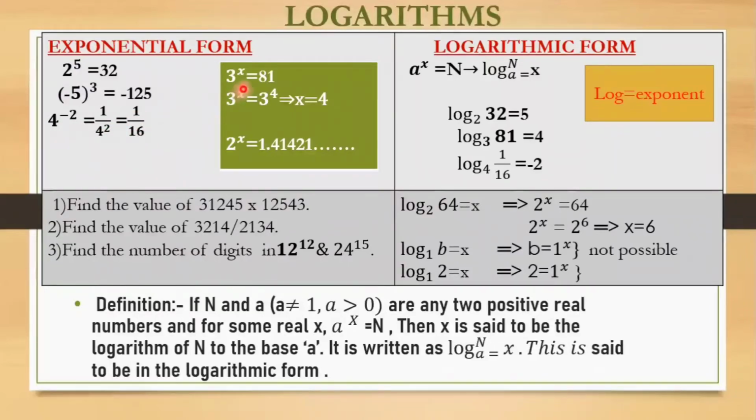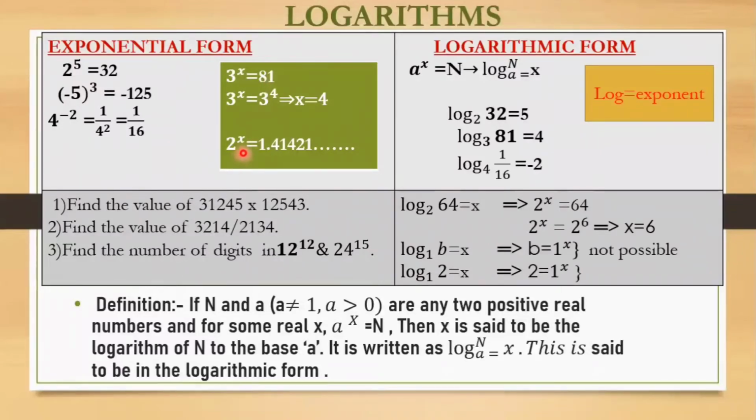Here in this example, 3 to the power of x equal to 81. Can we find the value of x by using the laws of exponents? Yes, after writing 81 as a power of 3, we can find the value of x. It can be written as 3 to the power of 4. Here, the bases are equal, so the powers will also be equal, that is x equal to 4. So when 3 is raised to the power of 4, it gives the value 81.